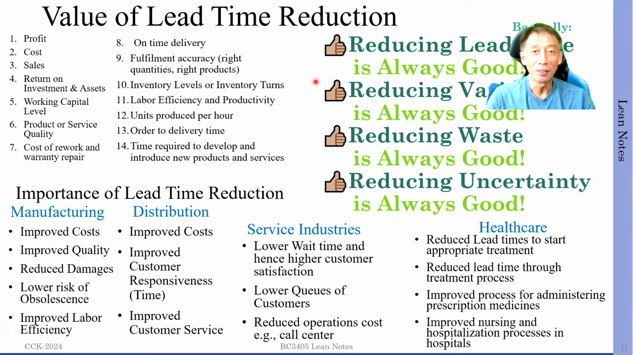So in this final slide of the first lesson, it basically summarizes the 4 points that will help you understand why we're discussing certain things throughout the course. Reducing lead time is always good. Reducing variability is always good. Reducing waste is always good. Finally, reducing uncertainty is always good. And of course, increasing each of them is no good. Sometimes it's always bad.